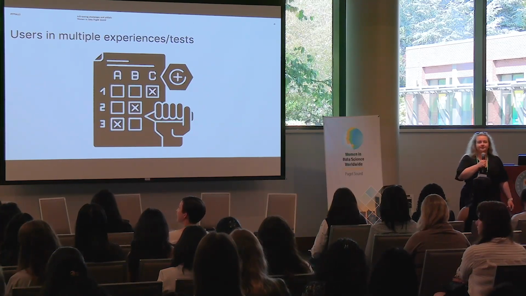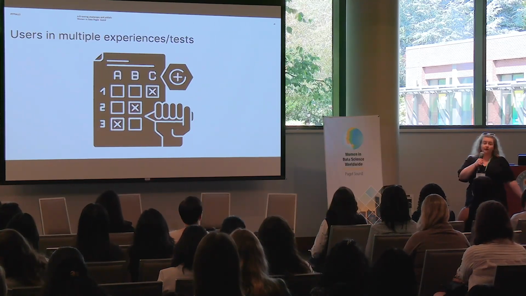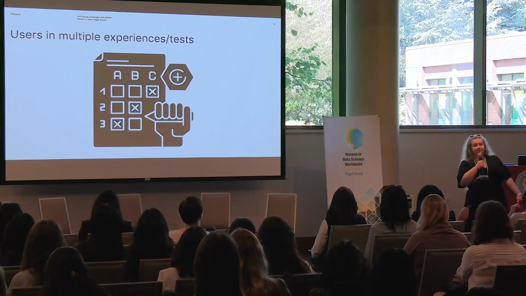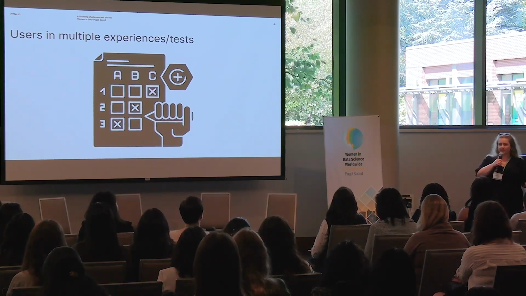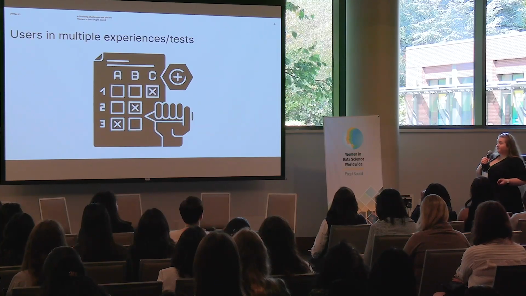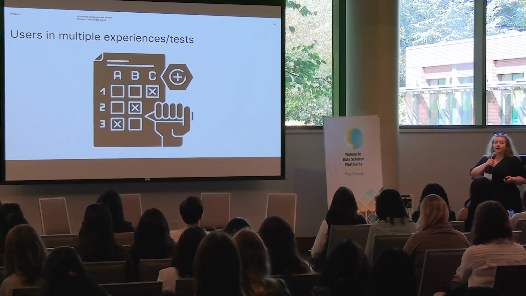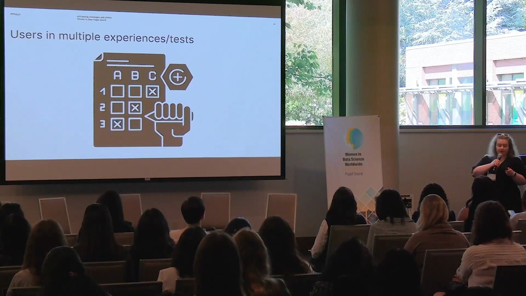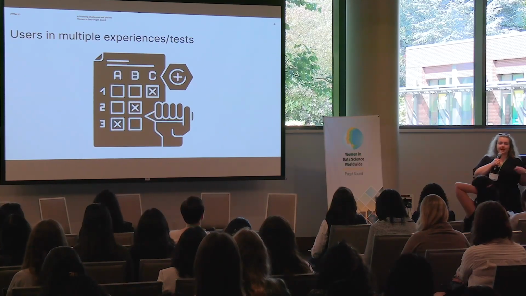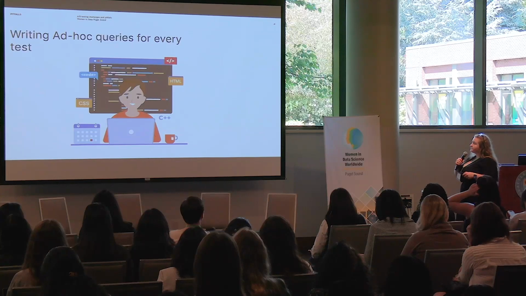But that's not always feasible. So there are many ways you can do that. If the tests are running in different sites or parts of your product, that may mean that you're targeting different users. That may be fine. I've also seen some ways of using regression to then attribute those users to the different experiences and the changes accordingly.